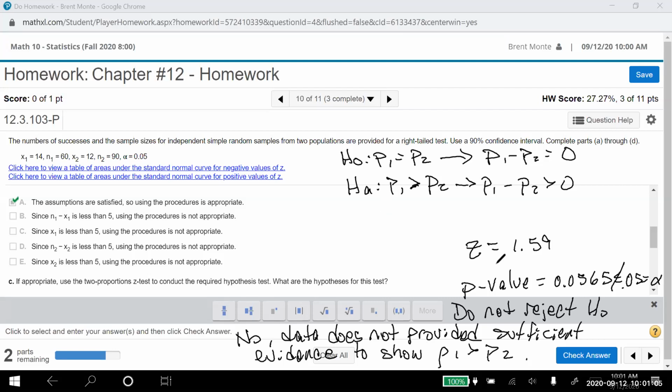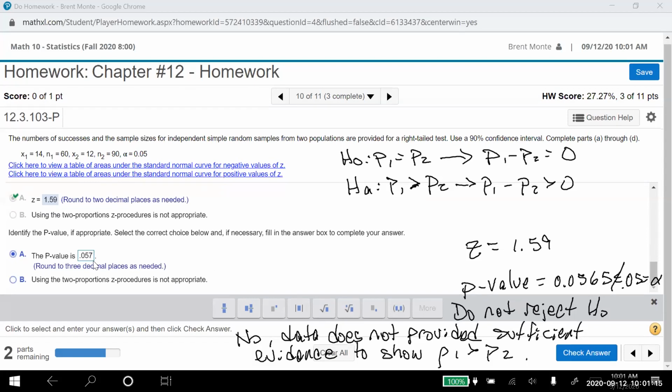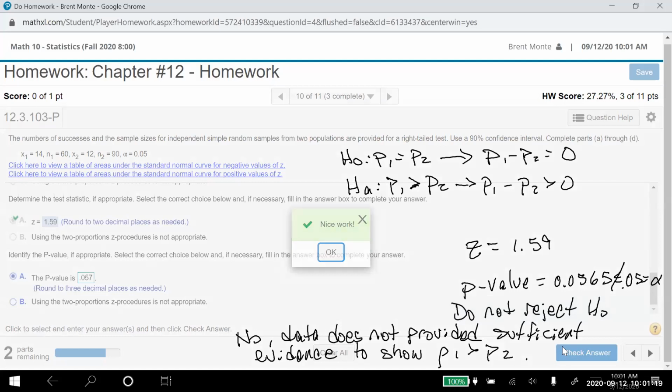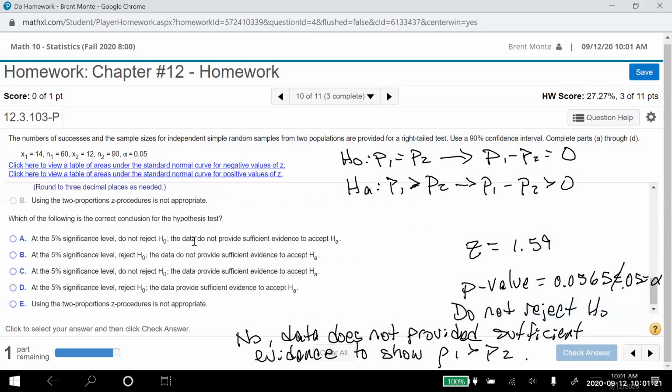All right, so now we'll check our answer from before. Let's see, there's our p-value. We'll check that. Yeah, that was right. We'll go down. So at the 5% significance level, do not reject the null hypothesis. The data do not provide sufficient evidence to accept HA. Oh, I hate the wording.